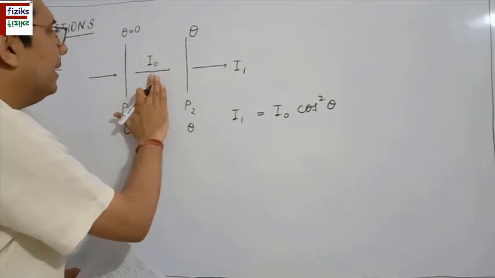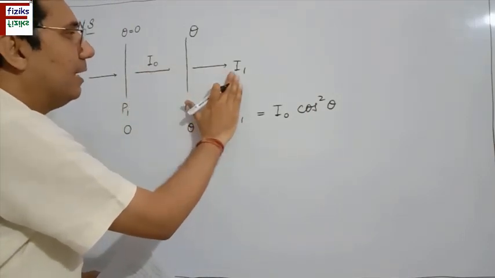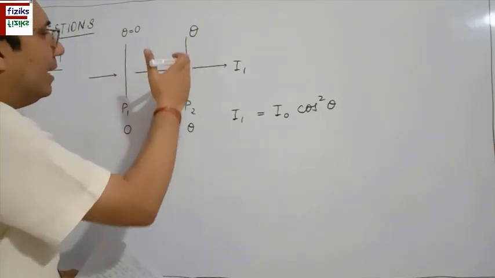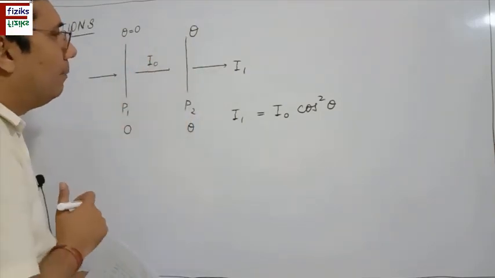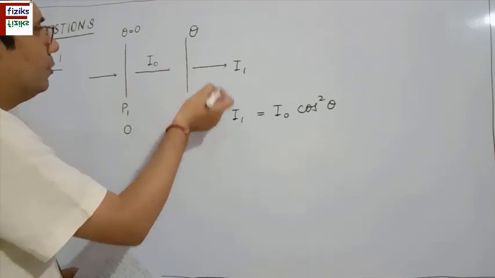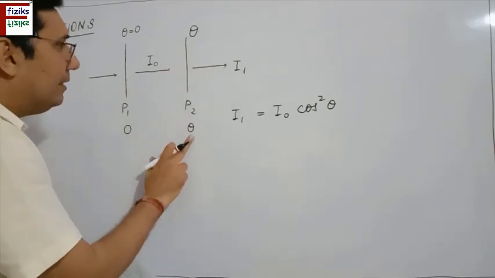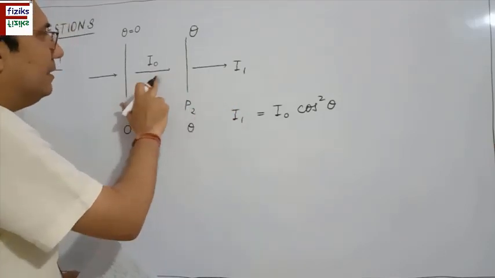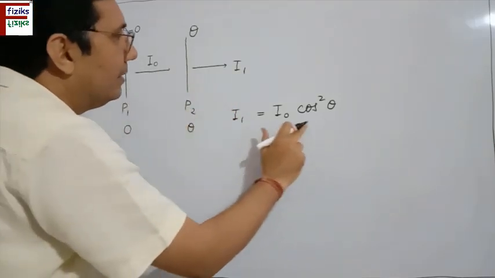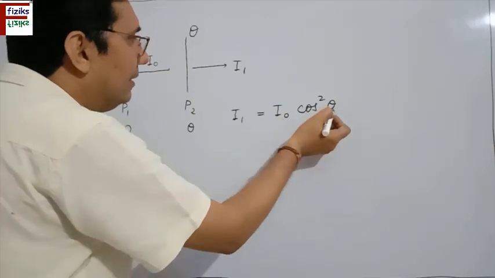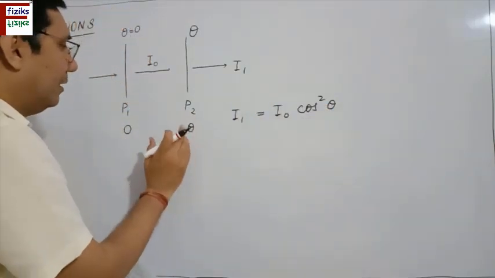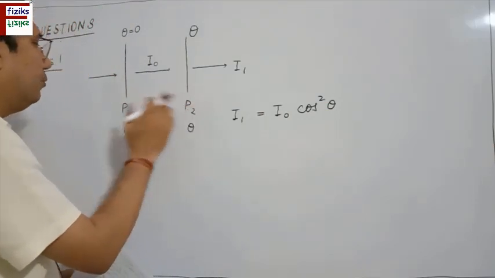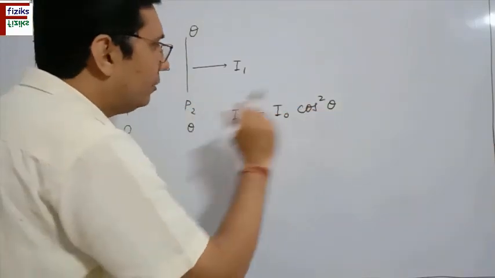Initially the intensity at this point and at this point was equal, when the pass axis of P1 was exactly equal to the pass axis of P2. But when P2 is rotated by an angle theta, the intensity becomes I1, and I1 and I0 are related by Malus law. This angle theta is the angular difference between the pass axis of P2 with respect to P1.